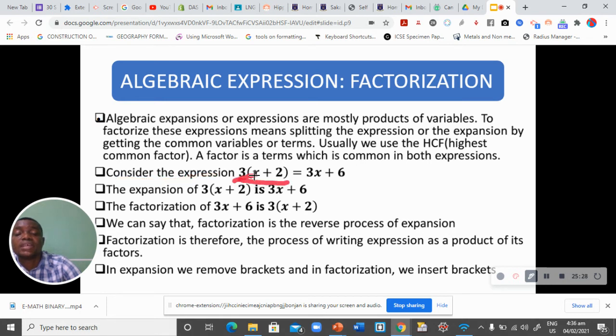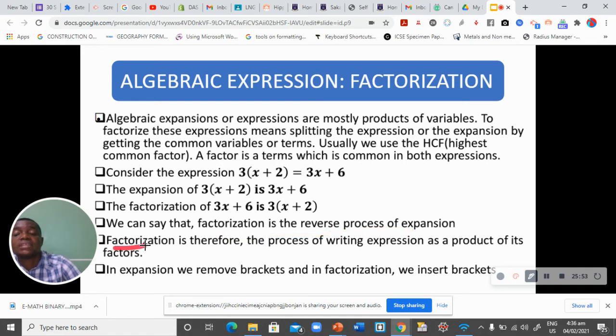So 3 times x will give you 3x. 3 times 2 will give you 6. So the expansion of 3 times (x plus 2) is 3x plus 6. The factorization of 3x plus 6 is 3 times (x plus 2). So you can see that factorization is the reverse process of expansion.